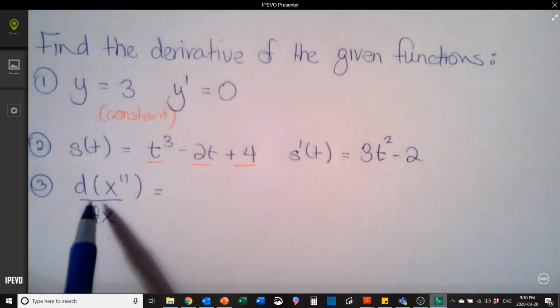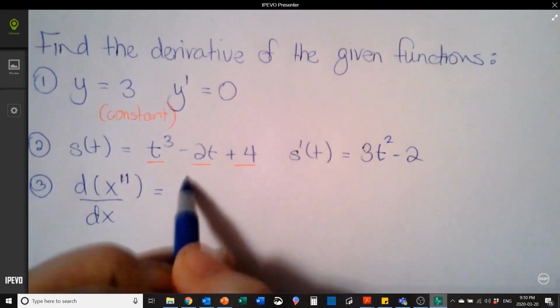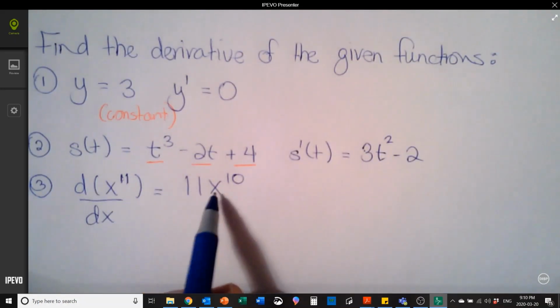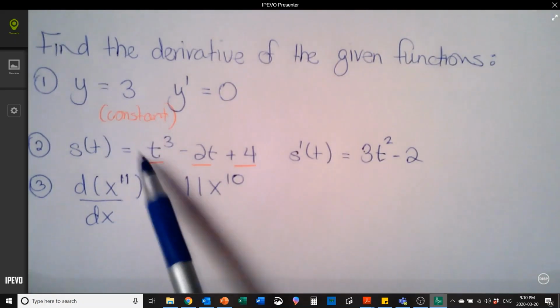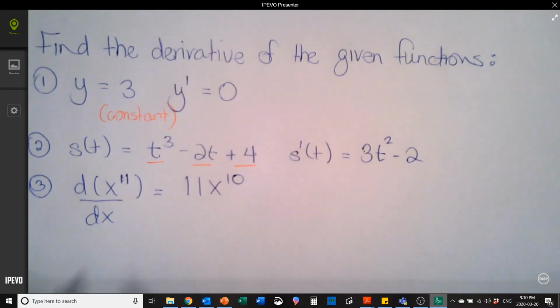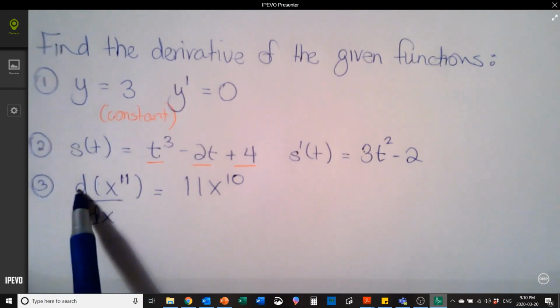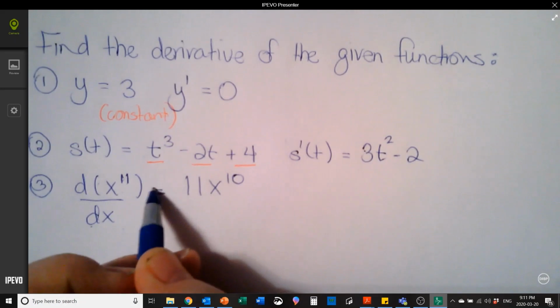Alright, what's the derivative with respect to x of x to the 11? Well, that would be 11x to the power of 10, because I would bring the 11 down in front and reduce the power by 1. Okay? One of the things I want you to notice is notation here. In the first two examples, I was given the functions, and I had to find the derivatives, and I denoted the derivatives by using the prime symbols. Whereas here, my function was within d dx. And the notation for d dx means the derivative of the function.